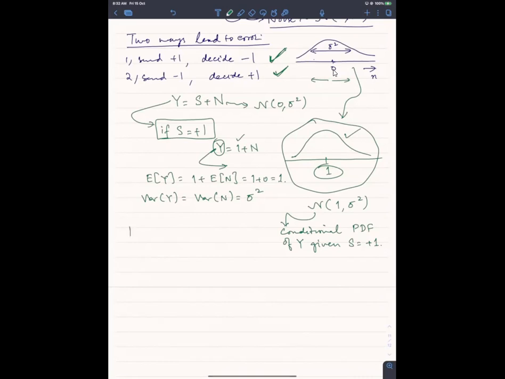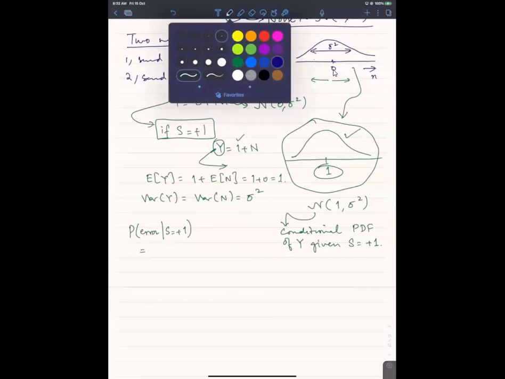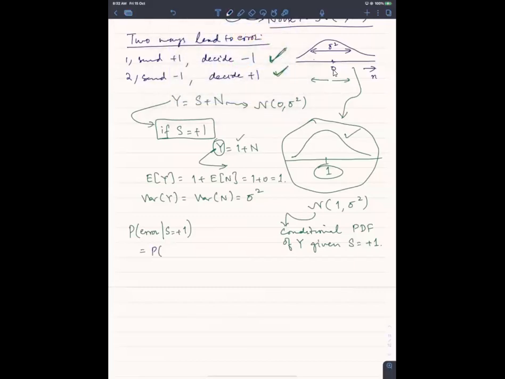So probability of error given s is equal to +1 is the probability that you decide that -1 was sent. Probability you decide that -1 was sent. When do we decide that -1 was sent?